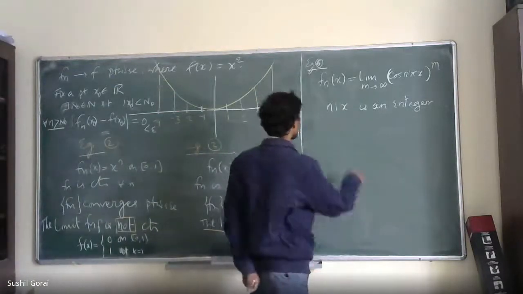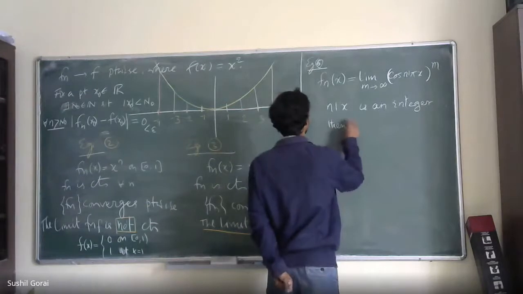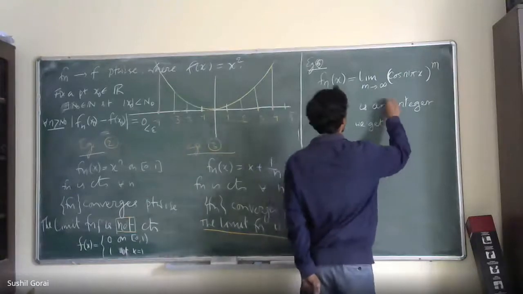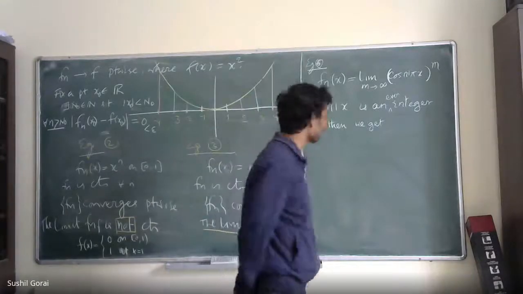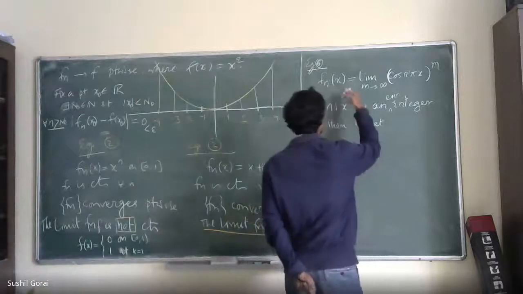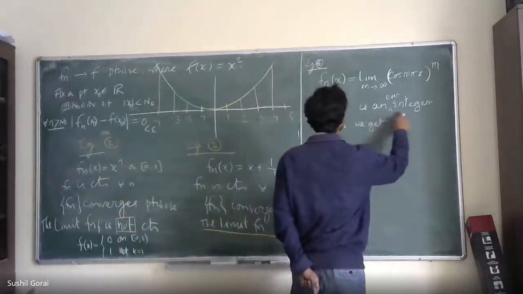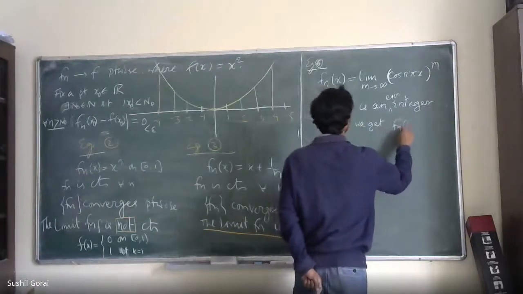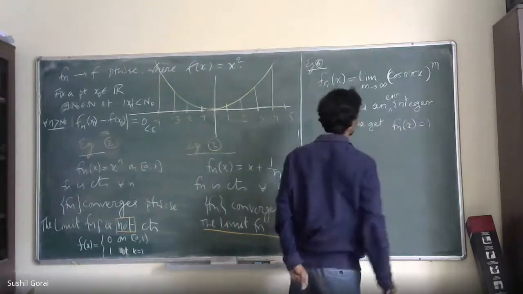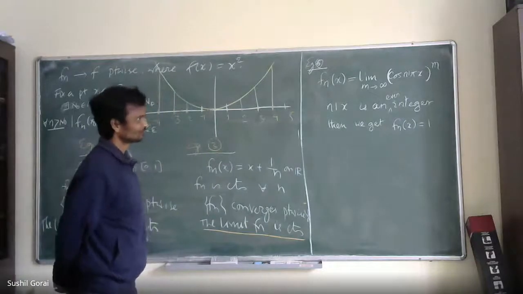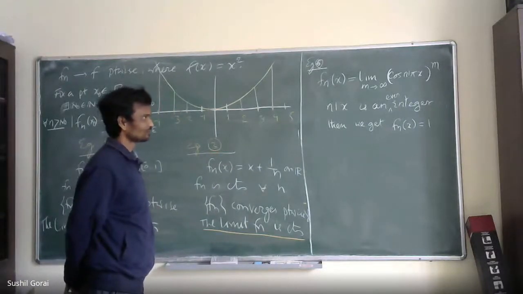right? Then we get, well, an even integer actually. When x is rational, the function converges to 1. When x is irrational, it converges to 0. Right. So then we get that, but you need to look at the function first. What is fn(x)? When this is an even integer, you get fn(x) equal to 1.